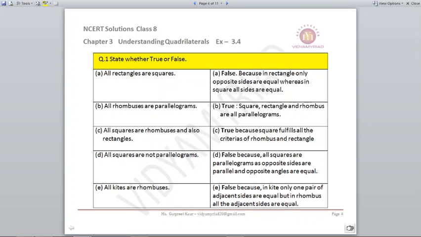All the rhombus are parallelograms. Yes, it is true. Your square, rectangle and rhombus are all shapes of a parallelogram. So a rhombus is also a parallelogram.